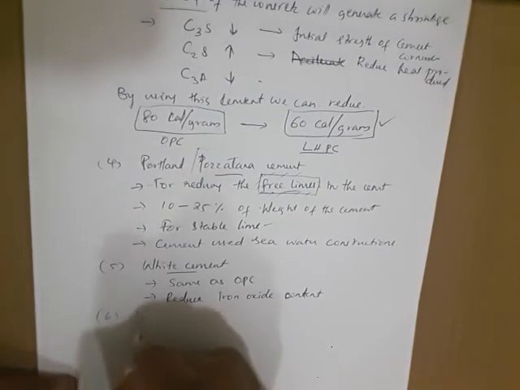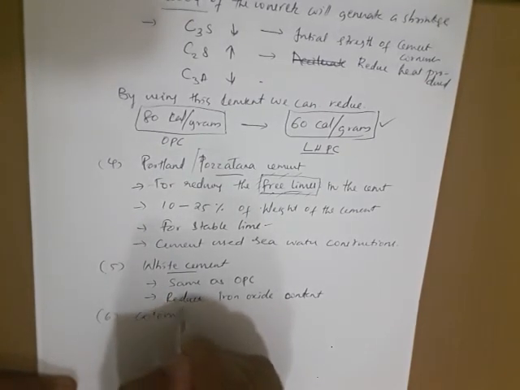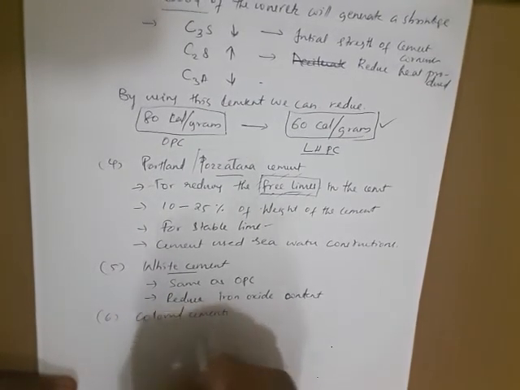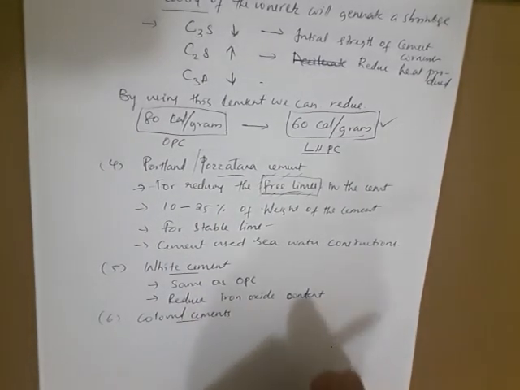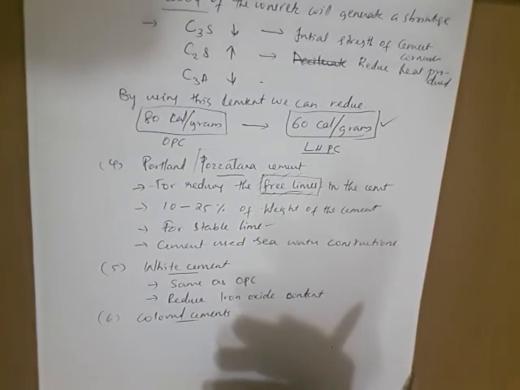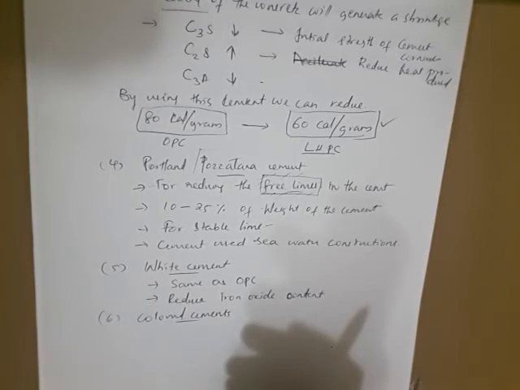Next one is colored cement. Colored cement is the same as white cement. White cement will be the base for this colored cement, and it will be added with some pigment giving materials.